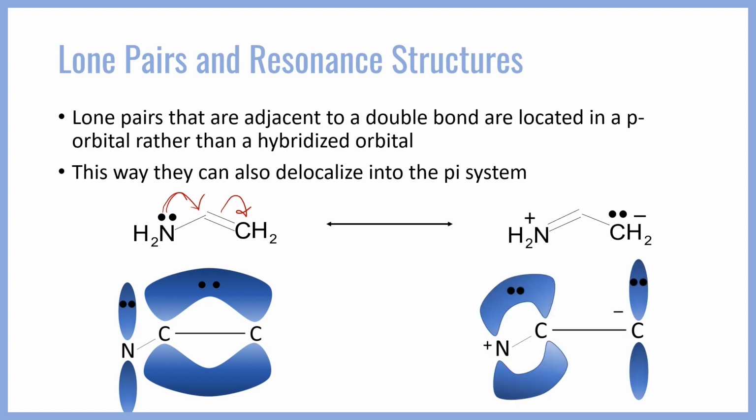And the orbital picture would look like this. So we could see that the orbitals have swapped. The p orbital on the left has combined with the pi system to create a new pi bond and a separate p orbital on the far carbon. So this is how lone pairs can interact with a pi system. They can themselves delocalize to create new resonance structures.